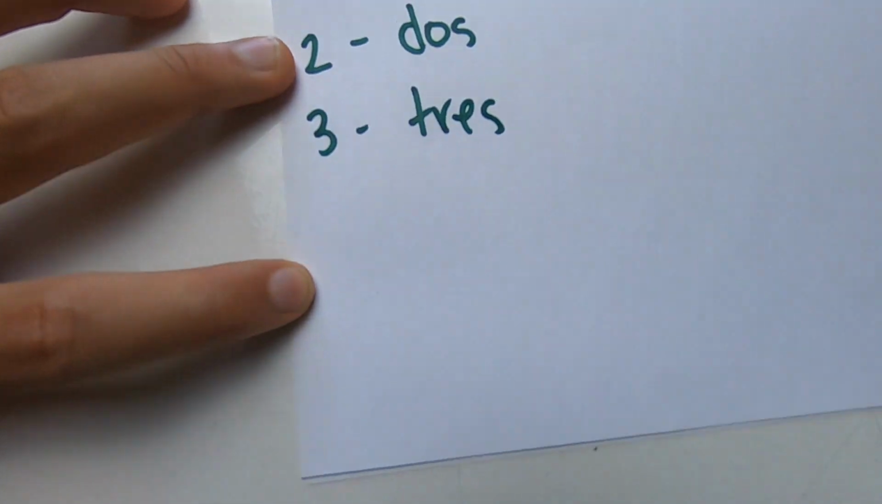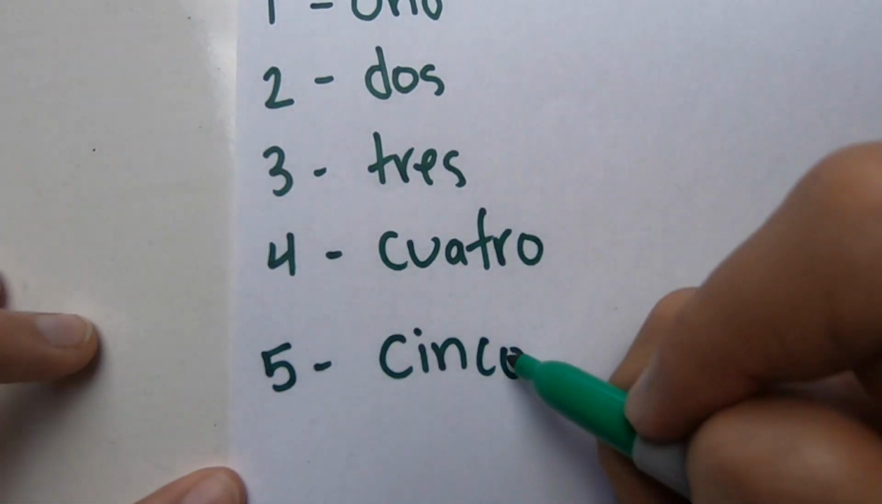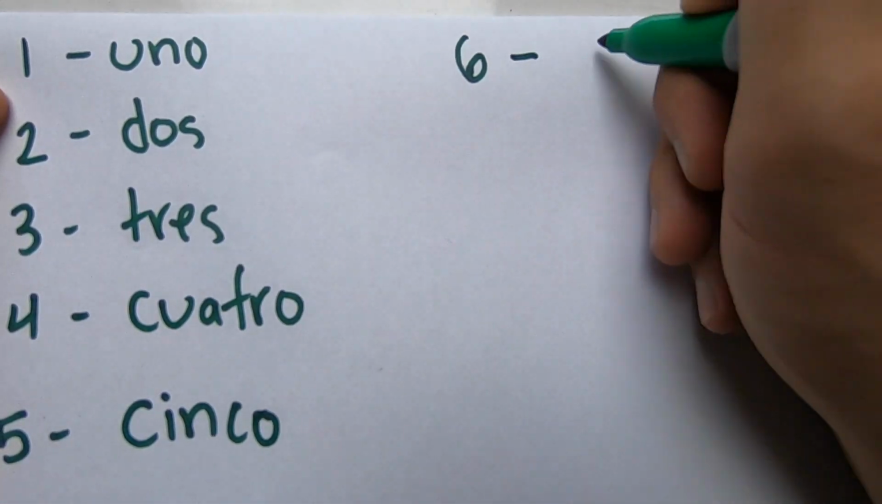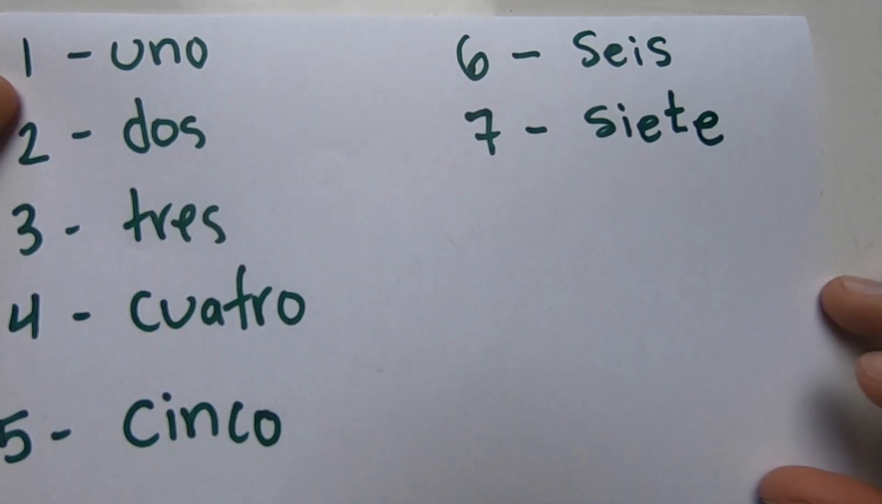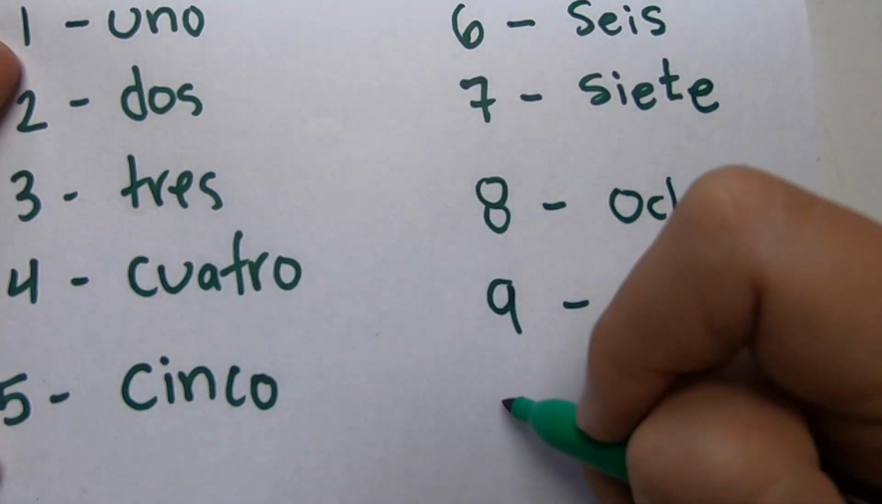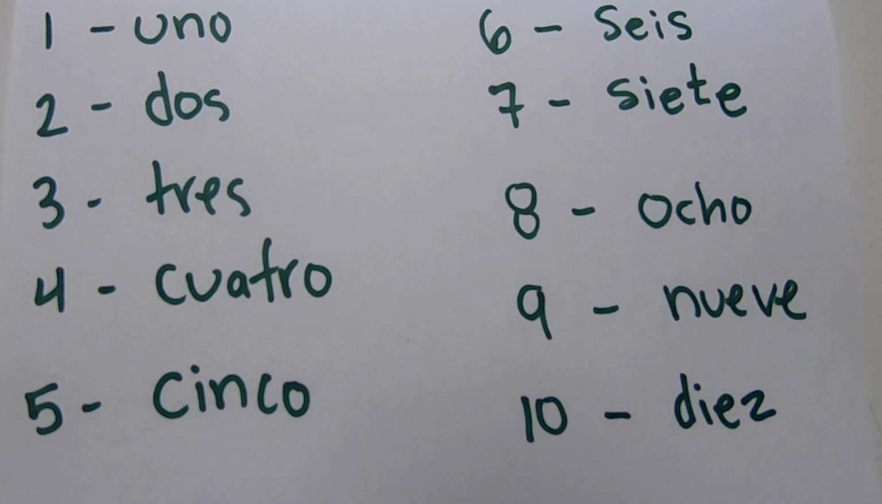Let's begin. So the easy numbers: 1, 2, 3, 4, 5, 6, 7, 8, 9 y 10. Now these are all the easy numbers. If you memorize these, you memorize half of the numbers from 1 through 100. You'll see why in a second. So memorize these, very important.